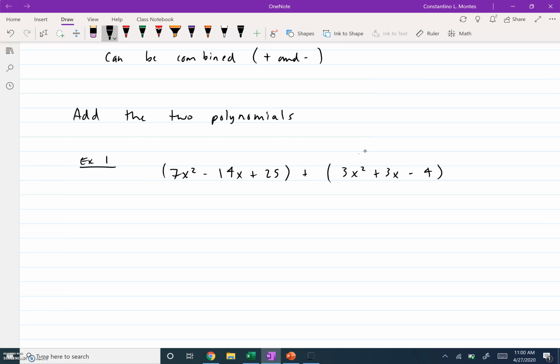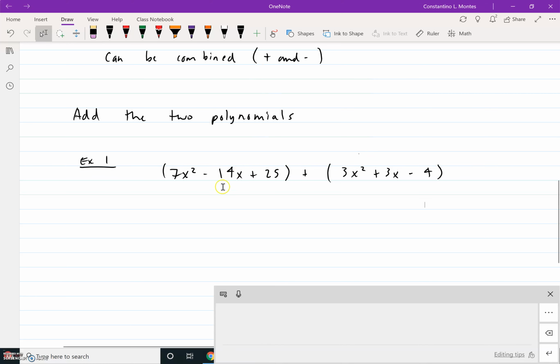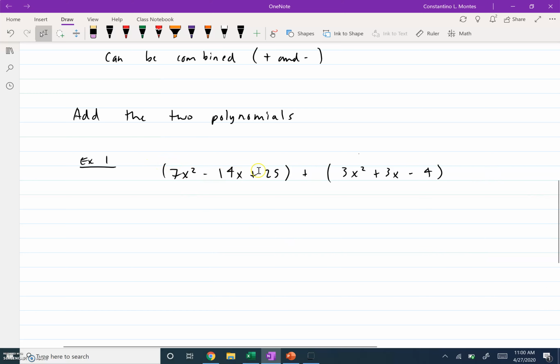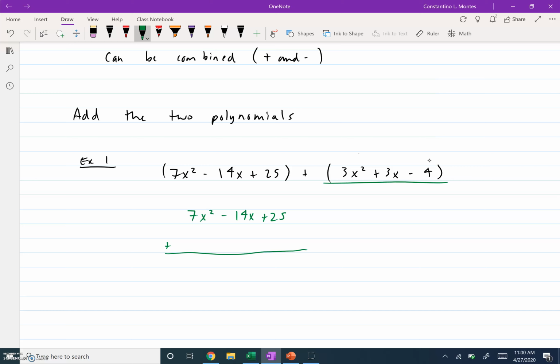And what I'm going to do is I'm going to go ahead and take this first polynomial, which is a trinomial, as we can tell, 3 pieces, and we're going to add it to this. We're going to stack them on top of each other. So I'm going to rewrite this as 7x squared minus 14x plus 25. And I'm going to write plus, and I'm going to write this next one down below. I'm going to write it as 3x squared plus 3x minus 4.